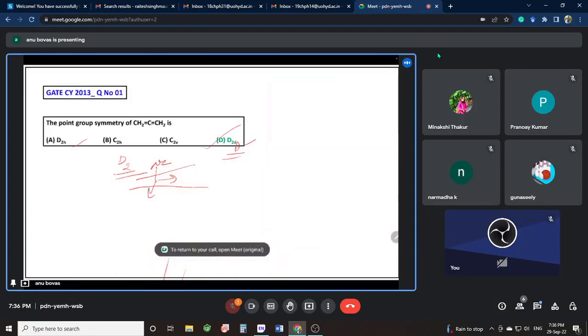Okay, so based on this, we can find the point group of any molecule. For example, if we have a molecule with Br, Br, Br, what will be the principal axis? C3. Yeah, correct. So we have a C3 axis present.